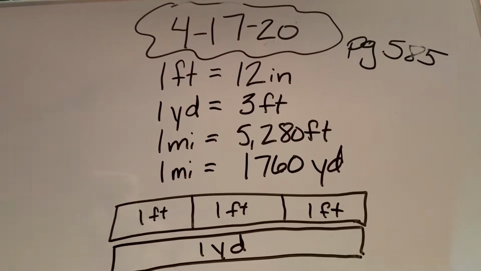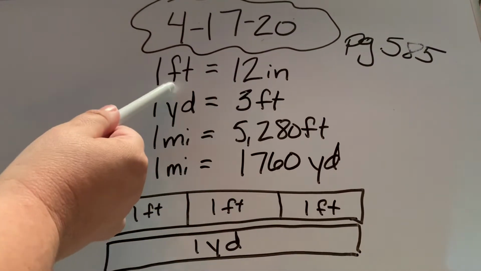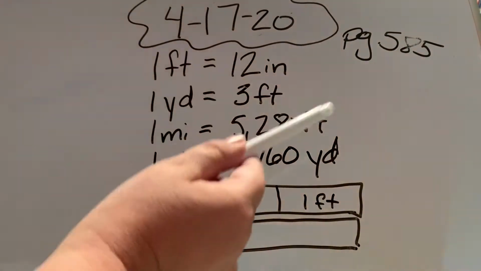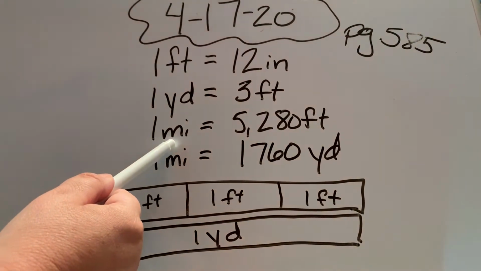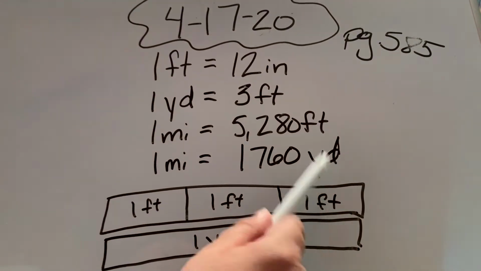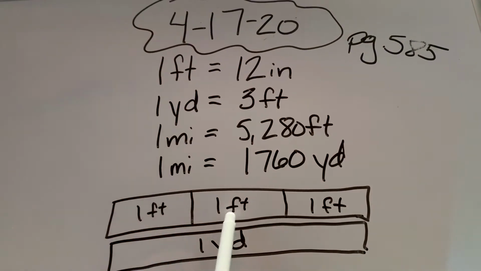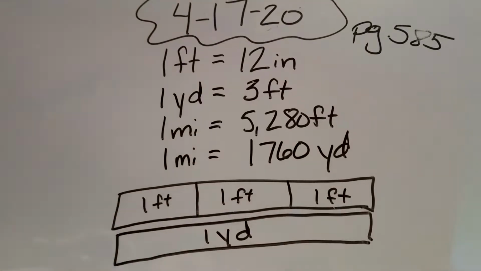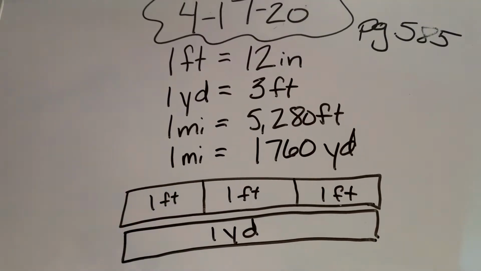So, as you remember, I hope, there are 12 inches in each foot. There are 3 feet in each yard, okay? There are 5,280 feet in a mile, which means that there would be 1,760 yards in a mile, okay? Because every 3 feet, it takes 3 feet, 1, 2, 3, to make 1 yard. So everybody kind of sort of starting to remember all this, okay?